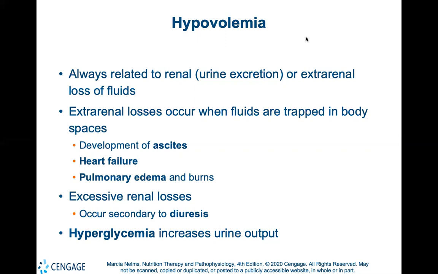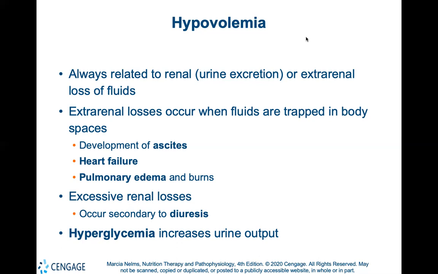Renal losses occur in conditions that increase urinary excretion above what the individual has consumed daily or orally. Excessive renal losses may occur as a component of a disease process. For instance, they may occur secondary to diuresis, as seen in the recovery phase of acute kidney injury. In uncontrolled type 2 diabetes or hyperosmolar syndrome, this is the body's attempt to correct imbalances by hyperosmolality by increasing urine excretion.